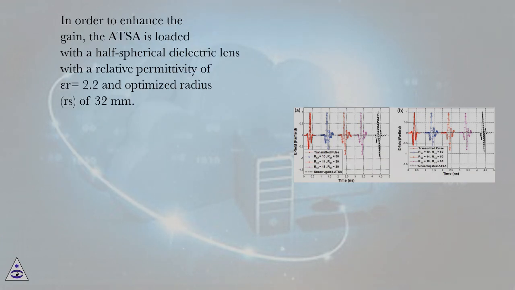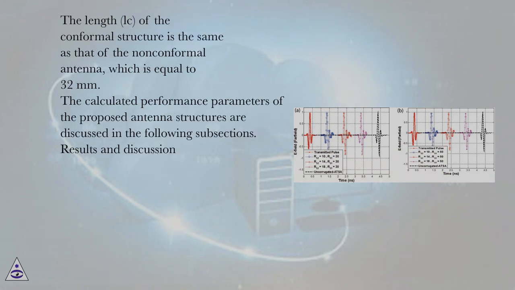In order to enhance the gain, the ATSA is loaded with a half-spherical dielectric lens with a relative permittivity of epsilon r equals 2.2 and optimized radius, RS, of 32 mm. The length, LC, of the conformal structure is the same as that of the nonconformal antenna, which is equal to 32 mm. The calculated performance parameters of the proposed antenna structures are discussed in the following subsections.